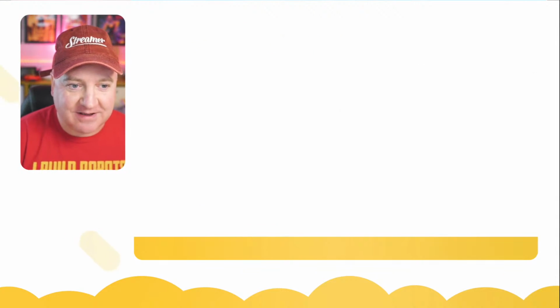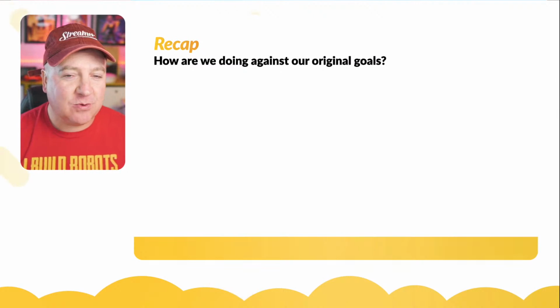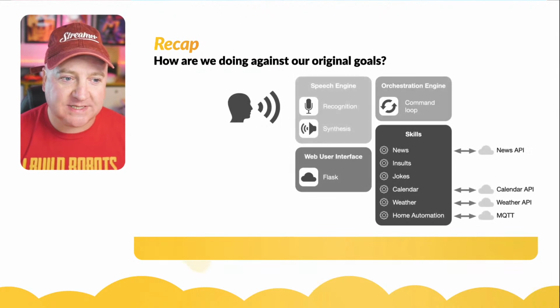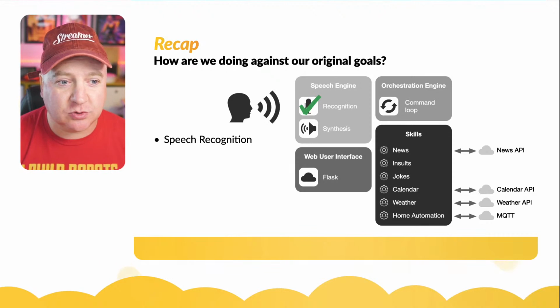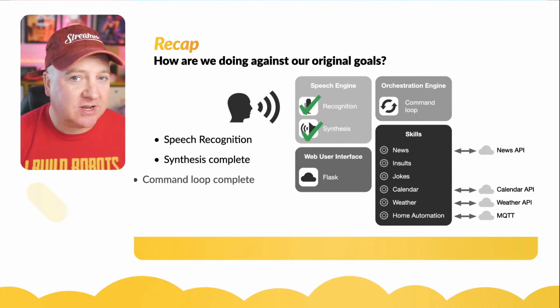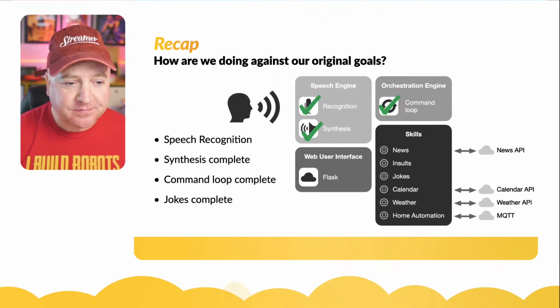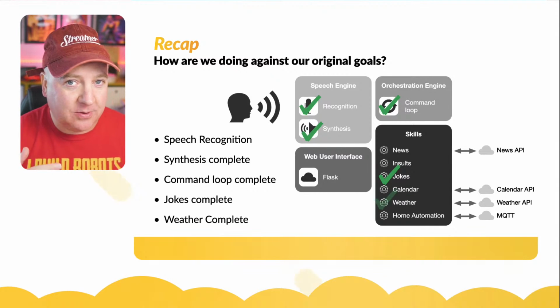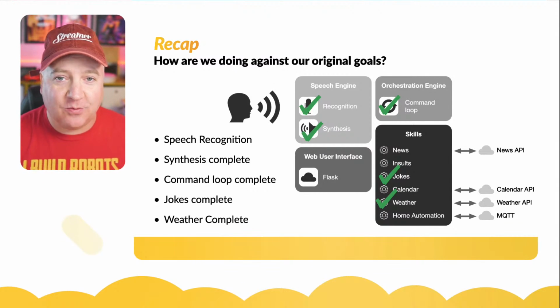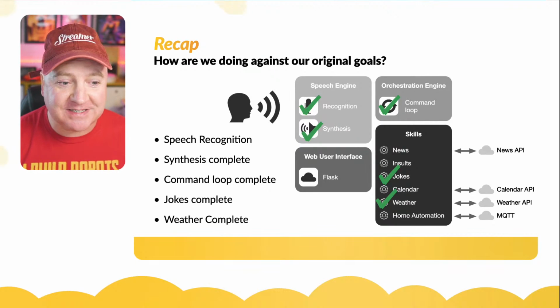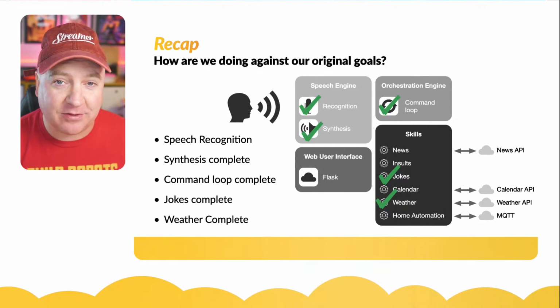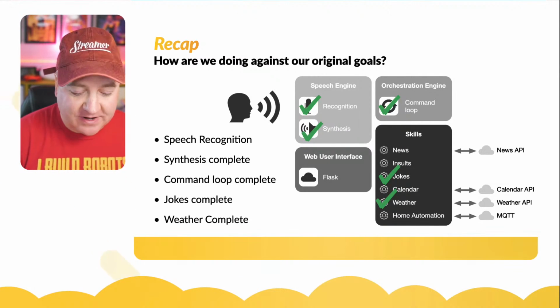So let's have a look at where we said we would be a couple of weeks ago when we started this. So how are we doing against our actual goals? We've got the speech recognition and the speech synthesis working. We have the command loop, which processes our commands, working. The jokes one was one of the first ones we did. And today we're going to do the weather skill. So we've got a couple of extra ones to go yet.